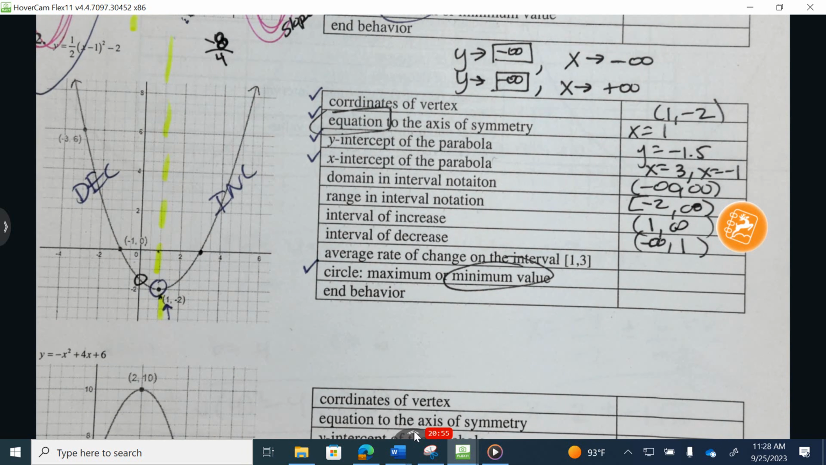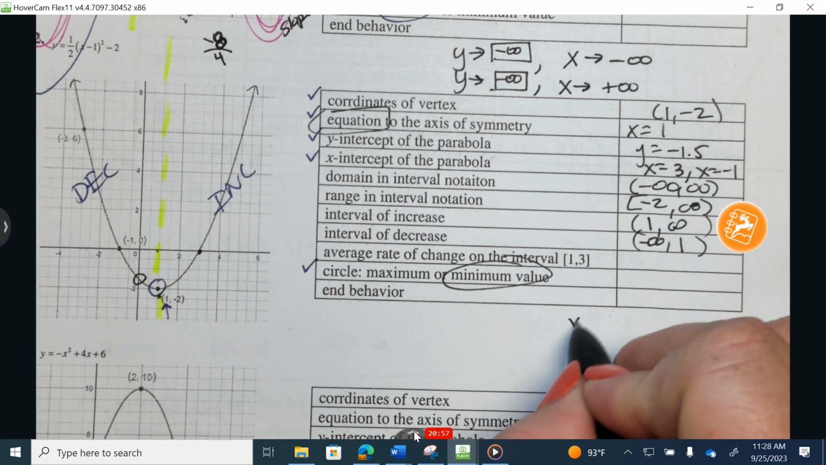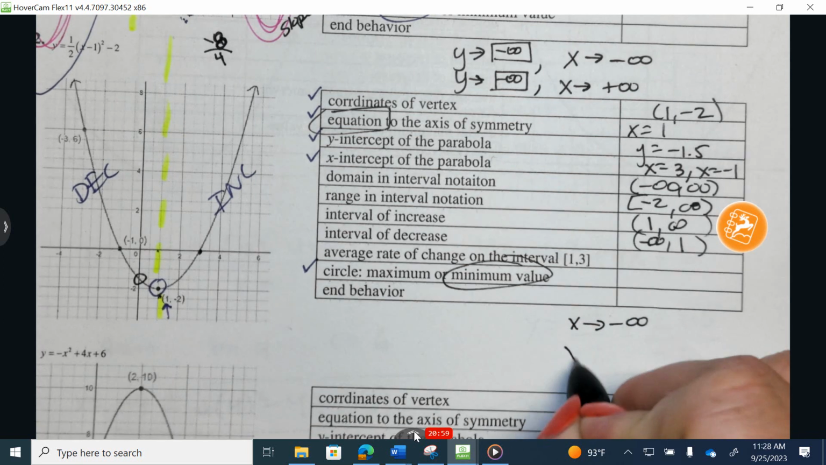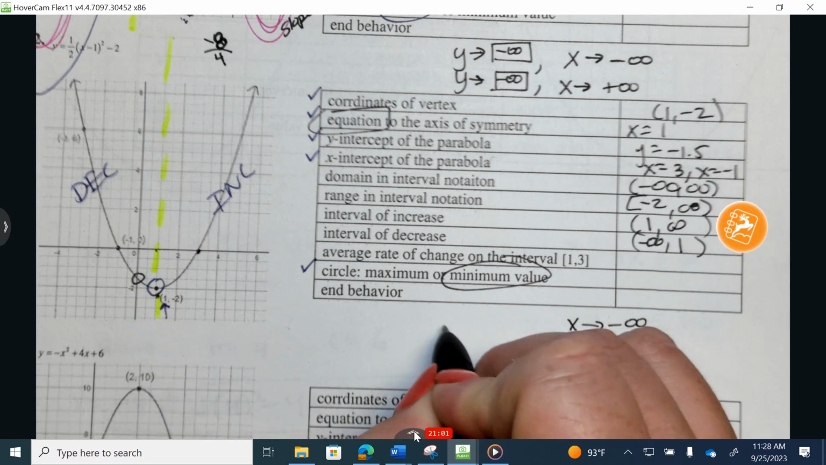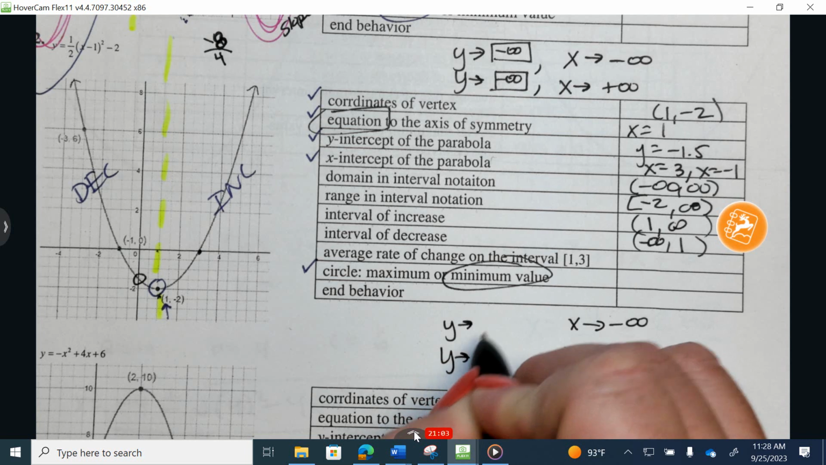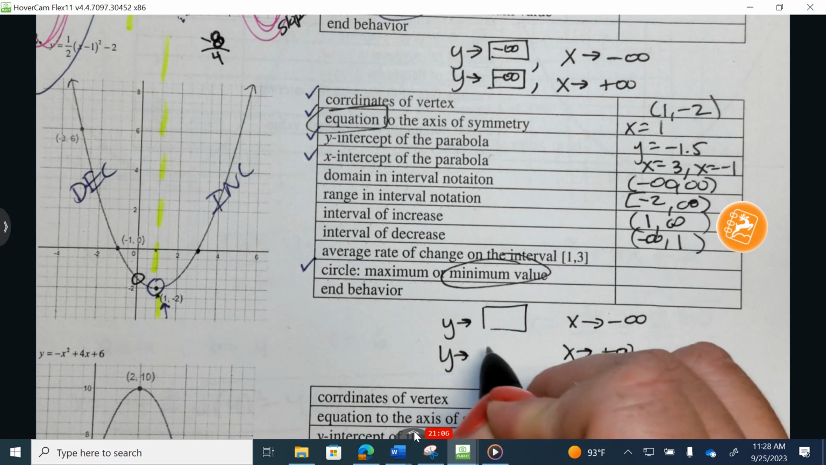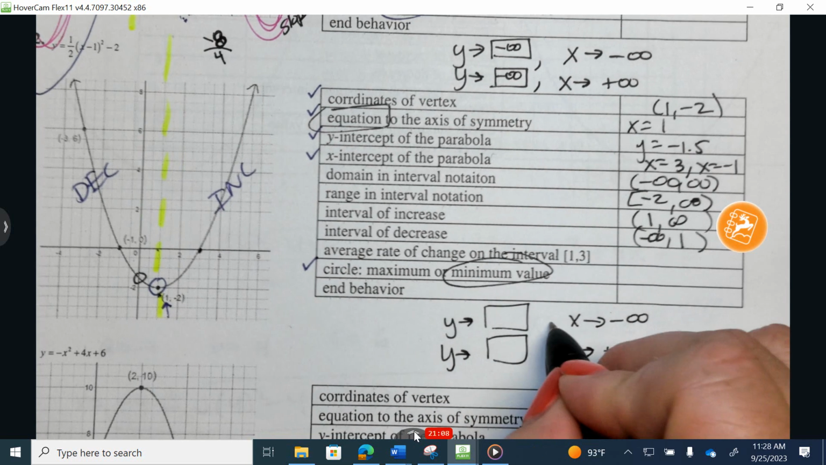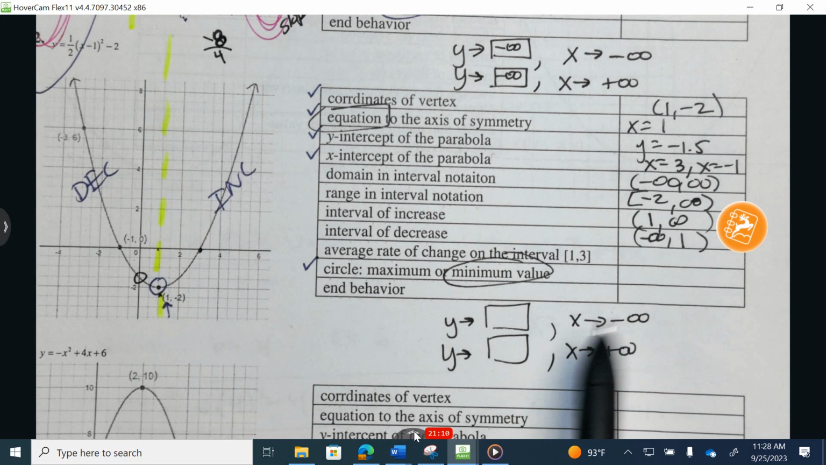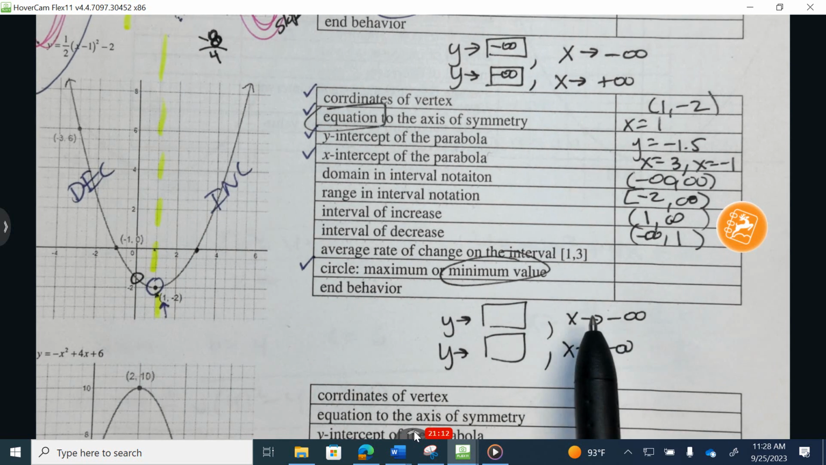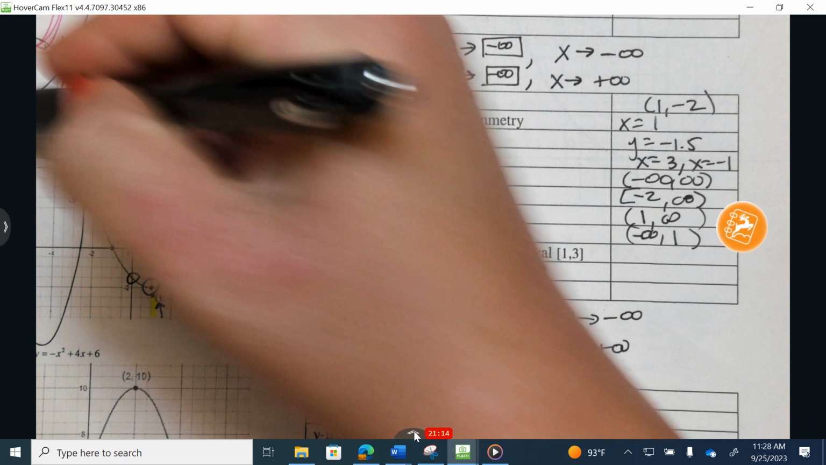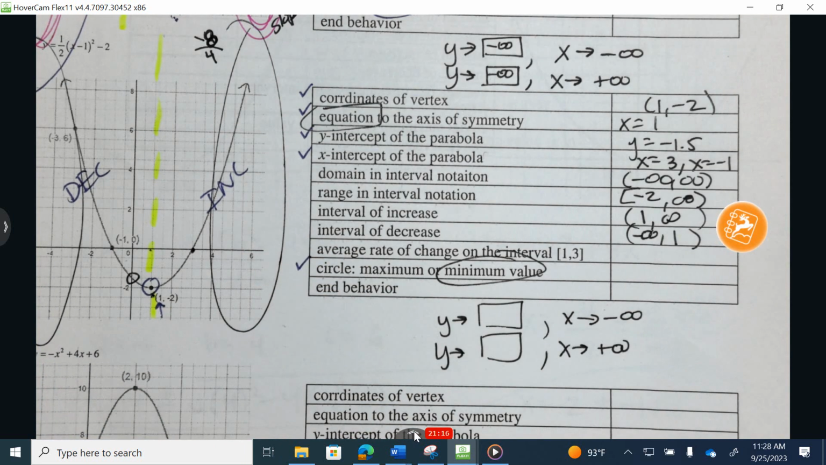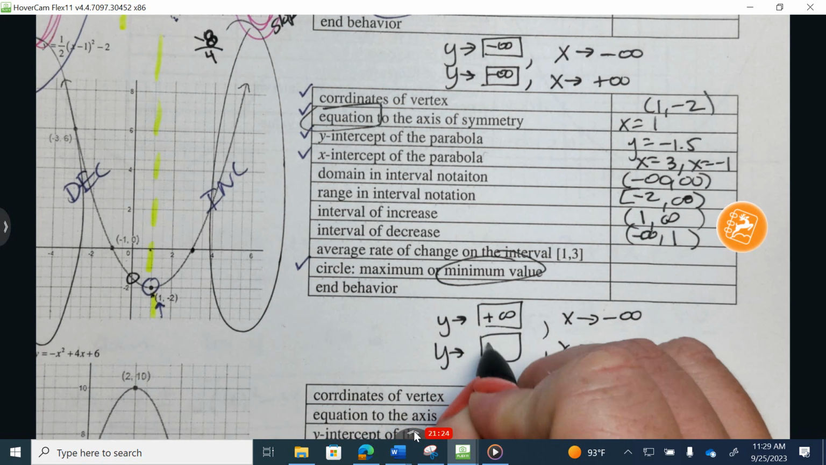I'm going to come back to average rate of change. Let's do end behavior. Please write this down. As I go to the far left, and as I go to the far right, both ends are moving in what direction? Going up or going down? Up. How do I describe this? I don't want you to write the word up. We're going to write positive infinity.